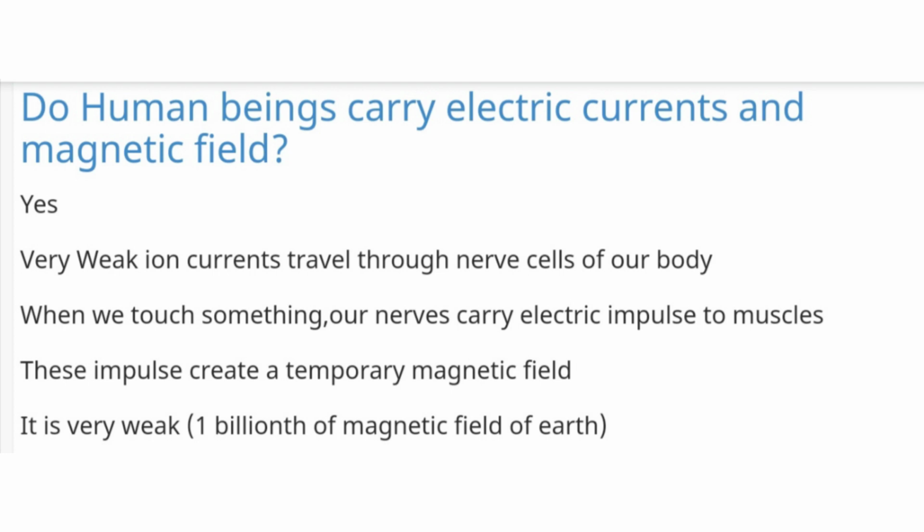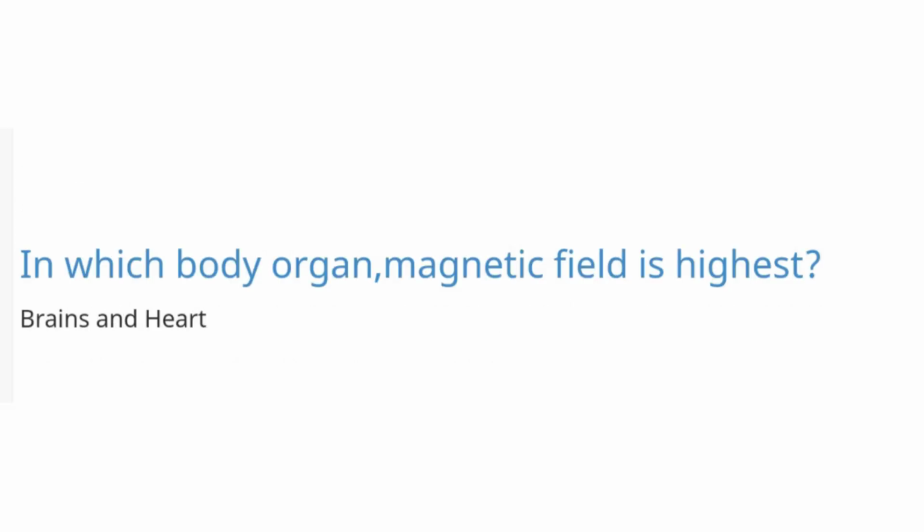Suddenly if we touch a live wire, nerves carry the electric impulse to muscles. This impulse creates a temporary magnetic field. What is a temporary magnetic field? It is very weak, about one billionth of the magnetic field of Earth. If the magnetic field of Earth is 100%, that of our body is tiny in comparison. So in our body the magnetic field will be there, but it is very weak.